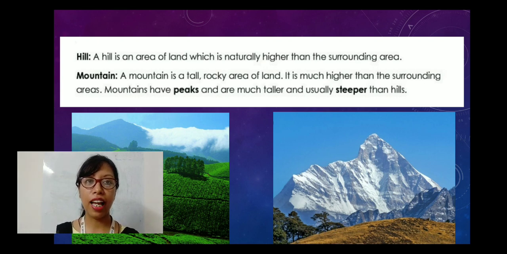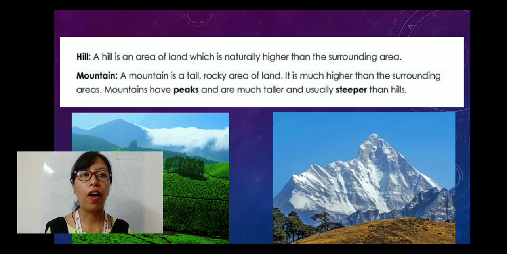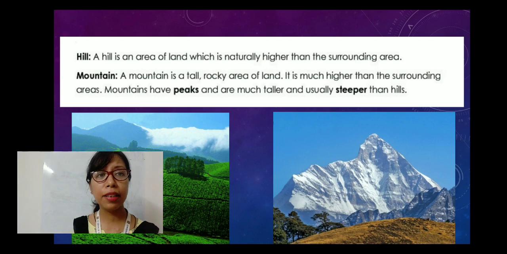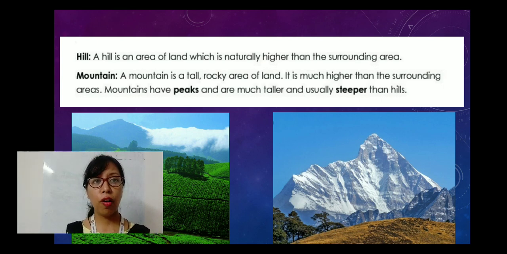Mountains have peaks and are much taller and usually steeper than hills. Now, on the right side of your screen, you can see the mountain, right? It is a tall rocky area of land. You won't find grasses and trees there, because it is very tall, and the peaks are almost snow capped.